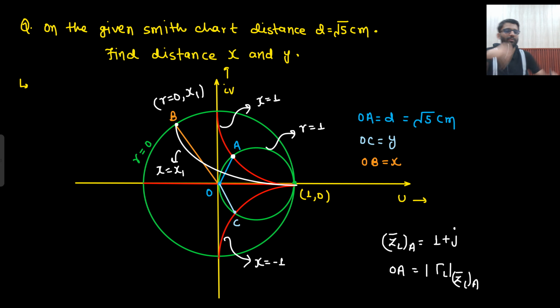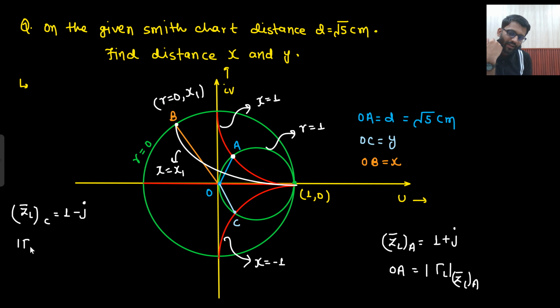Are you able to understand this point? These kinds of good questions will be coming. This will lie in a very good question. Now if they ask you the OC distance, at OC, which two curves are cutting? If I ask you what will be the value of ZL dash at point C, what you can see is r equals 1, this curve is r equals 1, and this curve is x equals minus 1. So r equals 1 and x equals minus 1.